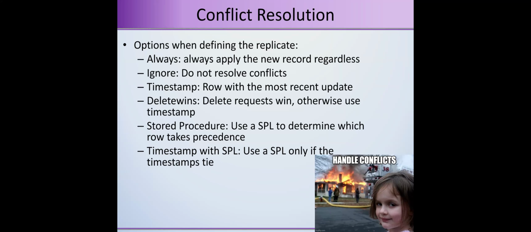And where that differs from always is if a server is offline, or the network's down, whatever, but it's got a newer timestamp by the time that it actually hits the server, the central, whatever the target server is, it'll use the timestamp of the record, not just when it actually hit the server. Delete wins just means if there is an update and a delete at the same time, the delete is what's going to be taken. Otherwise, it's just going to treat it as timestamp.